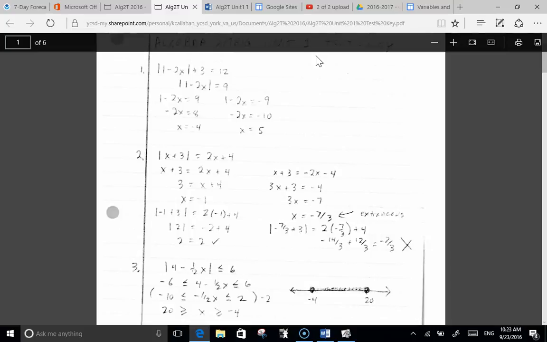Okay, on the first one, always you have to isolate first. Remember that. Many of you didn't isolate. You just started breaking it into two equations. That's going to lead to probably one right answer and one wrong answer. Or if you didn't even write two equations, that's like not really understanding what the result of an absolute value equation is. It's always two answers. So you got to have two equations in there.